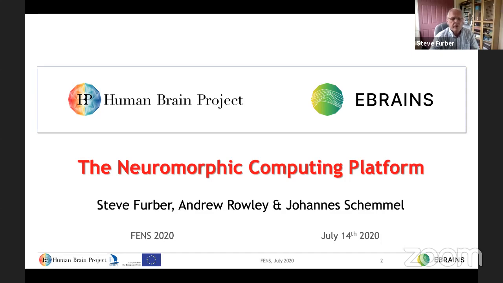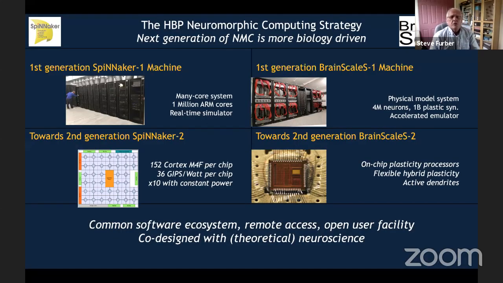So, neuromorphic computing, what is it? Well, within the Human Brain Project, there are two neuromorphic computing platforms that I've mentioned already, the Spinnaker platform and the BrainScales platform. And the platforms that have been offered through the HBP are the first generation systems, and we've also been developing second generation systems.